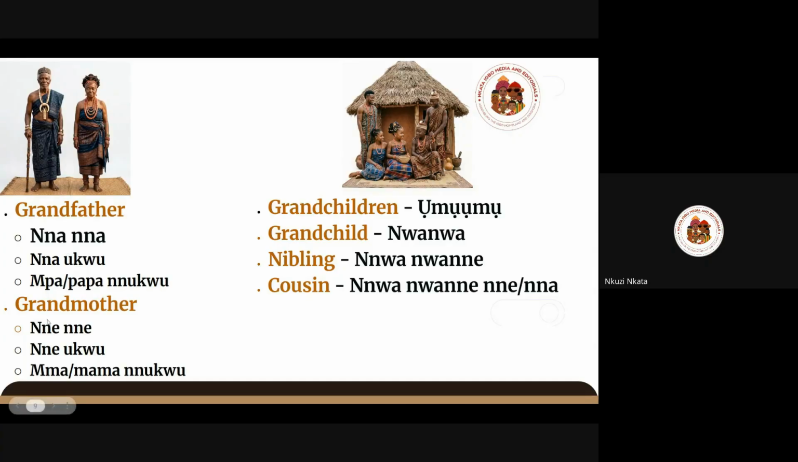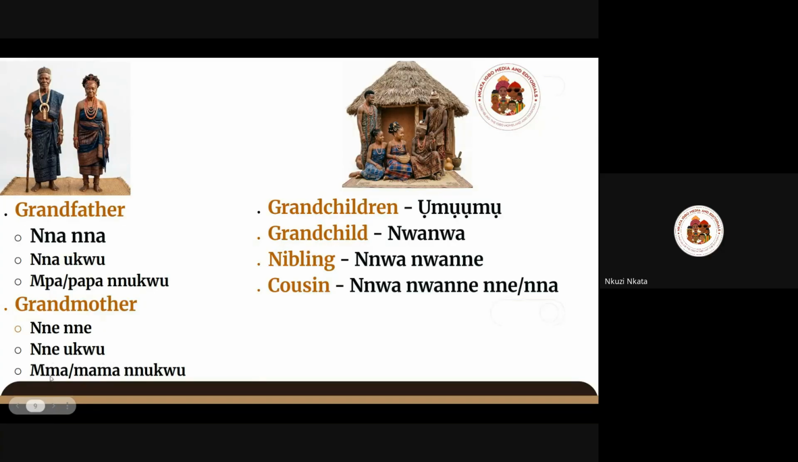Then for grandmother, we have nnenne. Nnenne is your mother's mother. Nne, mother. So the mother of the mother. Nnenne, mother's mother, can also be nne ukwu, which also means grandmother.